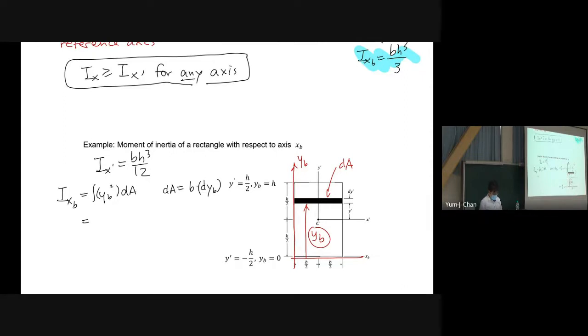Now we have yb cubed, then b times yb, and we integrate from 0 to 6. Then I think you are able to get the result, bx cubed over 3. I think you can do this.